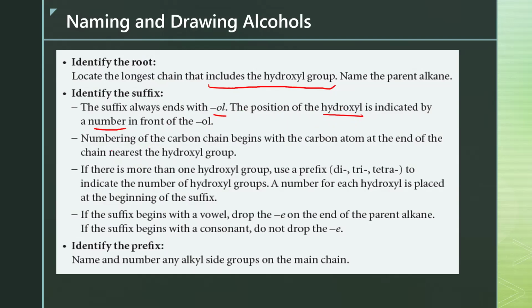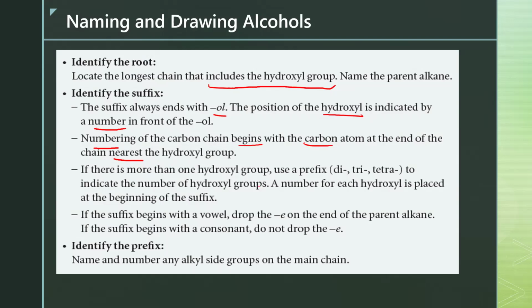Now, it's important to also mention the numbering of the carbon chain begins with the carbon atom at the end of the chain nearest to that hydroxyl group. So very much like alkenes and alkynes, where we actually had to go closer to the double or triple bond. Very, very similar idea here. So start at the end closest to that hydroxyl group and then go in order. Number the carbon atoms in order.